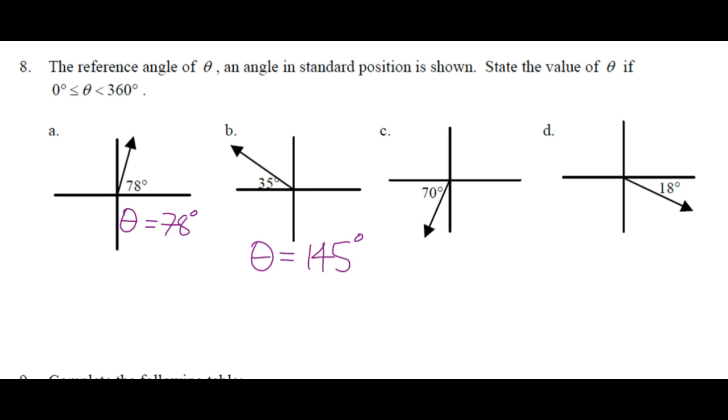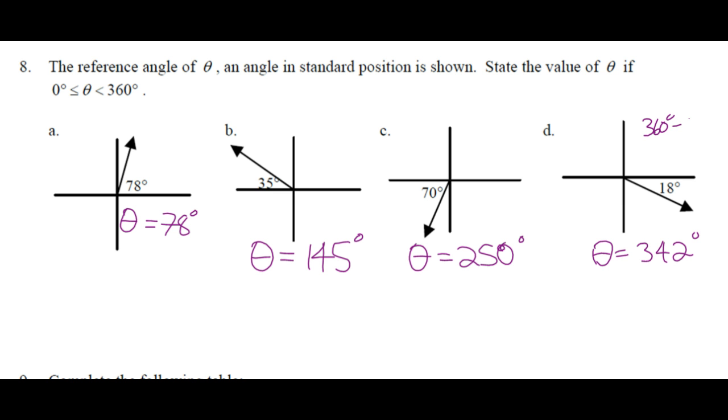Look, it's 180 minus 35, right? When you're doing reference angles, you're working off of 0 or 360, which is the positive x-axis, or you're working off of 180. This angle is 35 degrees short of getting to 180. It's 180 minus 35. This angle is 70 degrees more than 180, which is 250 degrees. And this angle is 18 degrees shy of 360. So 342, right? So what do I do here? 360 minus 18.